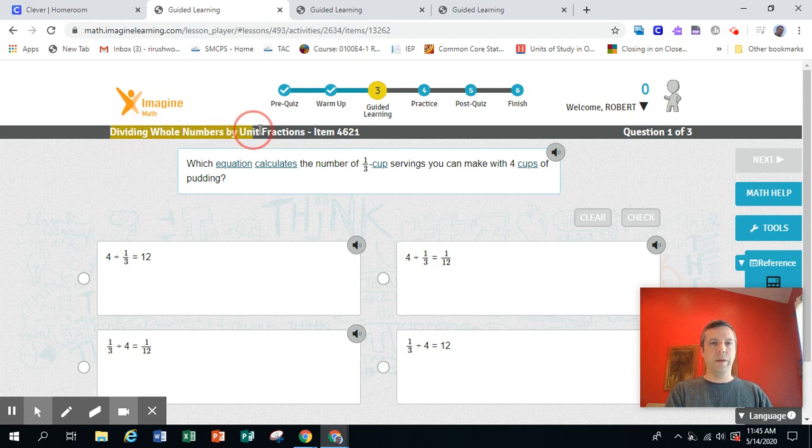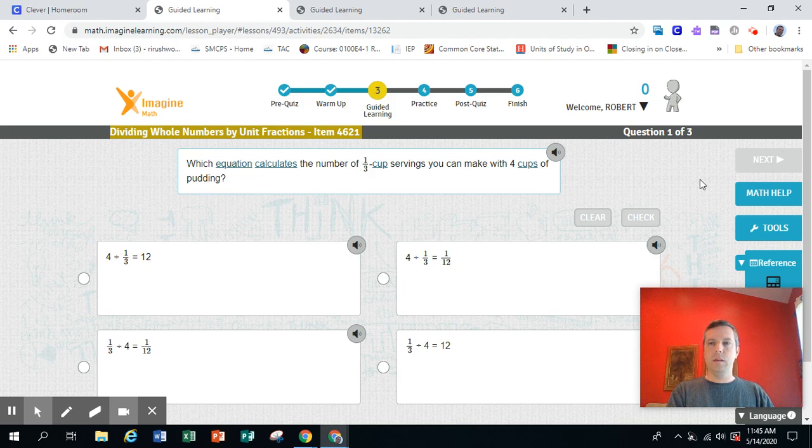Dividing whole numbers by unit fractions, item 4621. Which equation calculates the number of 1/3 cup servings you can make with 4 cups of pudding?